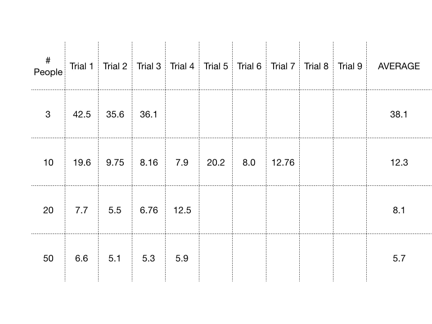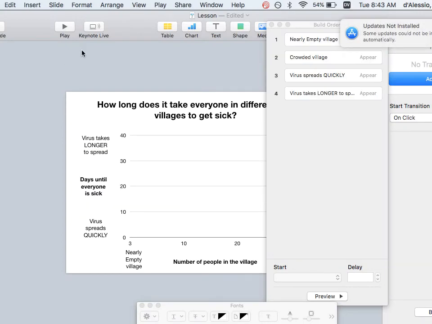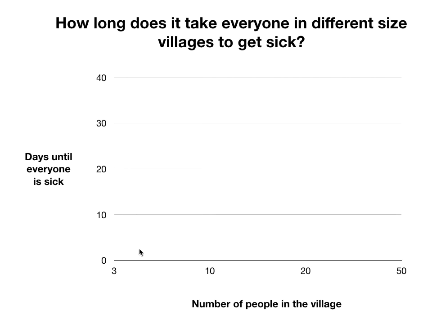So when I switch back over to my data table, I can now collect a number of different trials, and here's some that I did, and I found that the average for 10 people was 12 days, and the average for 20 people was less, was just 8 days. And so we're starting to see this trend. And we can start trying to graph that trend on a graph that looks like this. If we have the number of people in our village from 3 to 50, and the days until everyone is sick on the vertical axis from 0 to 40.